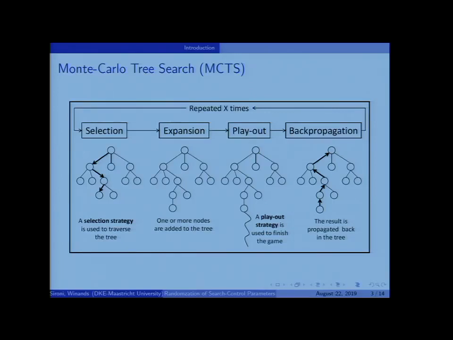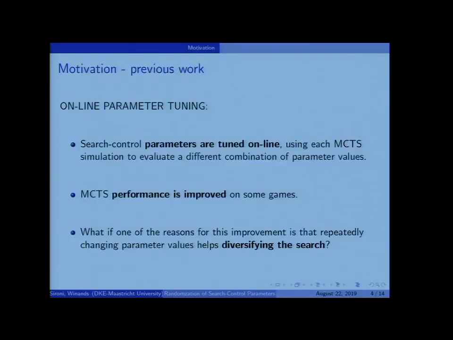So this brings me to some previous work that we did. In our previous work, we tried to tune the parameters online. So when we play a game, we try to adapt the parameter values while playing the game. We basically use each Monte Carlo simulation to evaluate a different combination of parameters, and then we use the reward that we get from the simulation to decide which other parameters to visit next, trying to exploit good parameter values, but still explore other combinations of parameters that we have seen less. And what we've seen from this is that the performance on some games improves when we tune the parameters online.